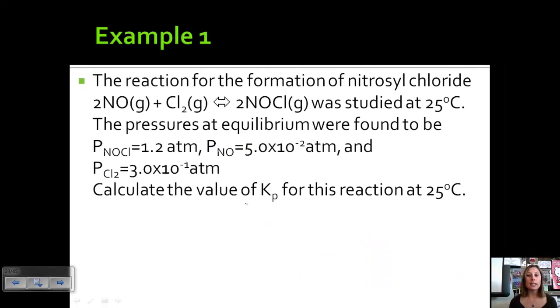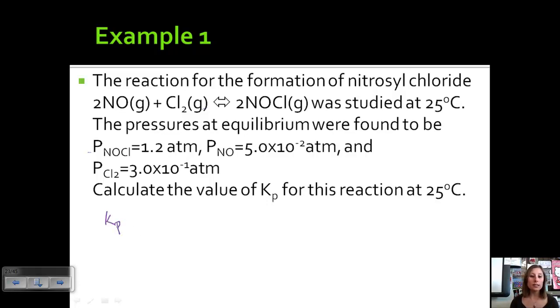So let's look at an example. It says the reaction for the formation of nitrosyl chloride is 2NO as a gas plus Cl2 as a gas goes to 2NOCl as a gas, and was studied at 25 Celsius. Pressures at equilibrium were found to be pressure of NOCl, pressure of NO, and pressure of Cl2. And they want to calculate the value of Kp.